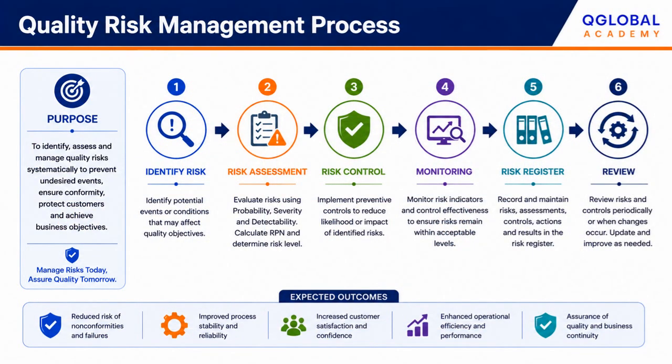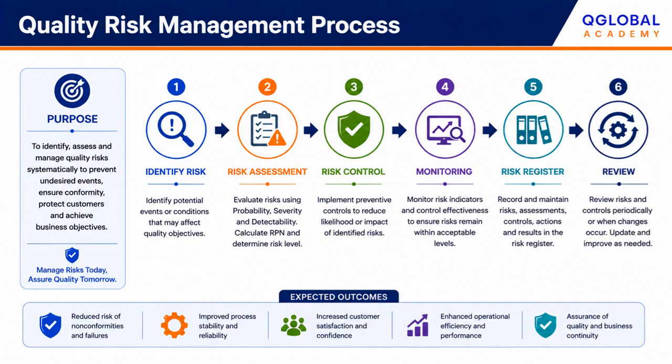This slide presents the complete quality risk management process. Everything begins with a clear purpose. The objective is to systematically identify, assess, and manage risks to prevent undesired events, ensure conformity, protect customers, and achieve business objectives. The first step is risk identification. Potential events or conditions that may affect quality objectives are identified.